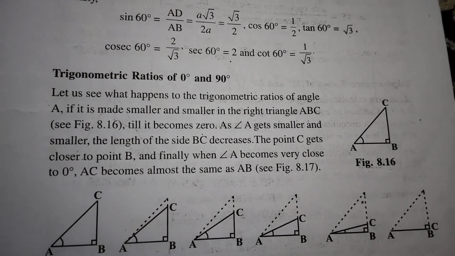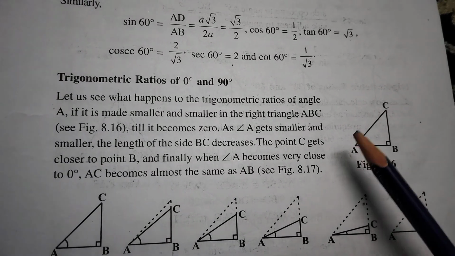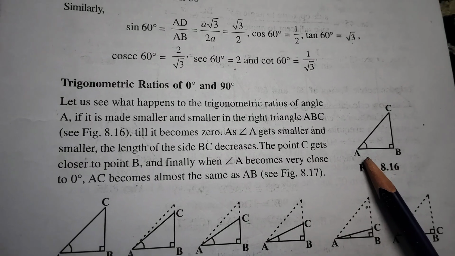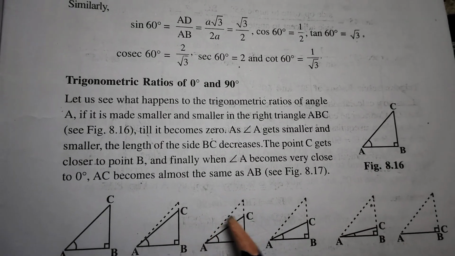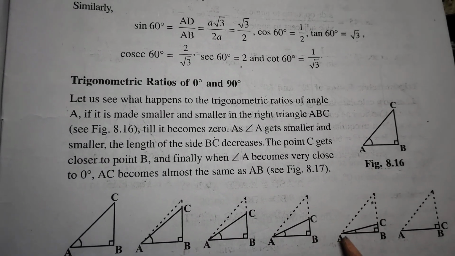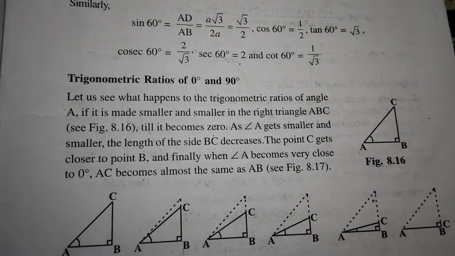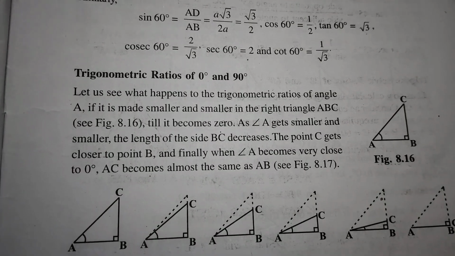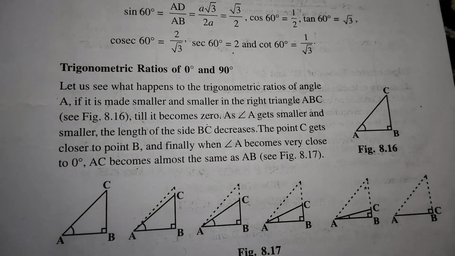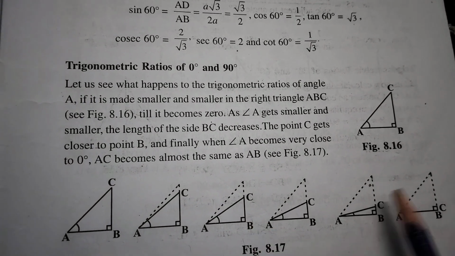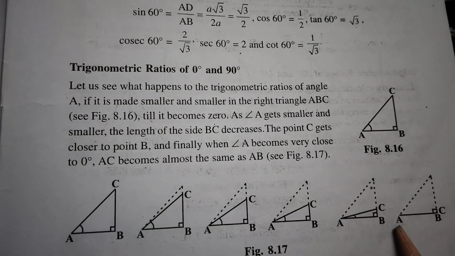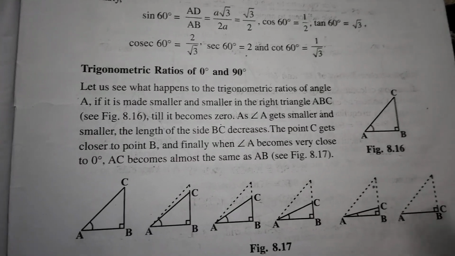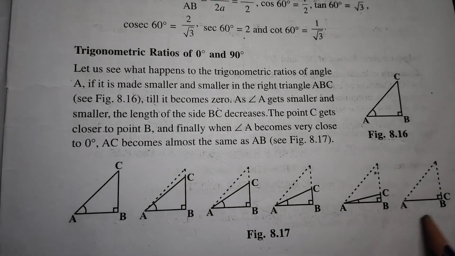till it becomes 0. As angle A gets smaller and smaller, the length of the side BC decreases. The point C gets closer to point B, and finally, when angle A becomes very close to 0 degree, AC becomes almost the same as AB.